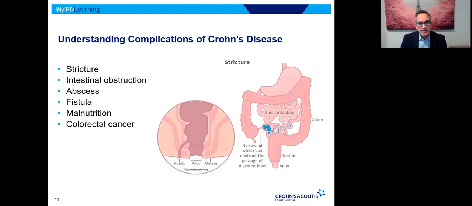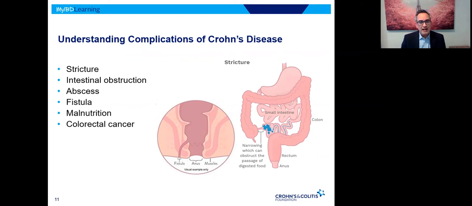In addition to the extraintestinal manifestations, it's important to understand the complications of ulcerative colitis and Crohn's disease. Complications in Crohn's disease include strictures, intestinal obstruction, abscesses, fistulas, malnutrition, and colorectal cancer. A stricture refers to a narrowing of the intestine. It's a common complication of Crohn's disease. It's frequently responsible for what we call obstructive symptoms, cramping abdominal pain, nausea, vomiting, loss of appetite. It usually occurs in the small intestine, but can also occur in the colon.